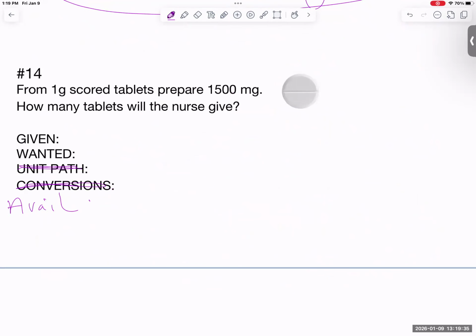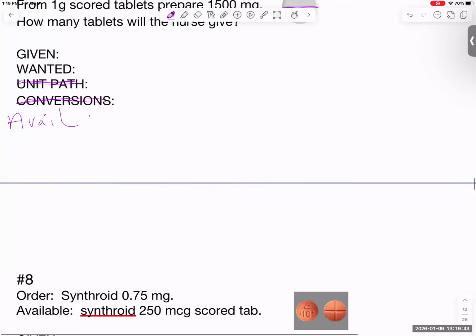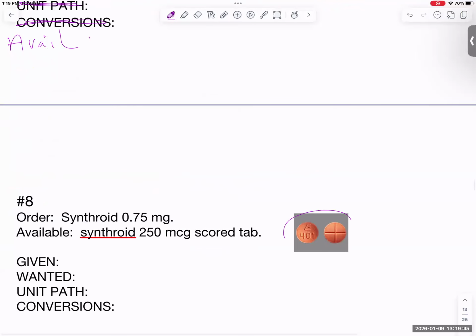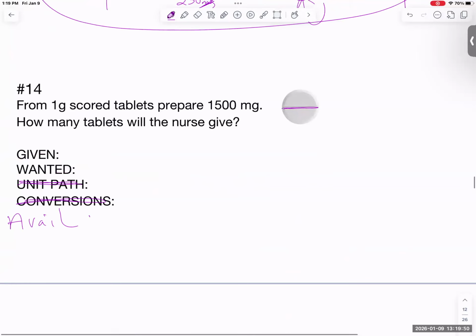So a scored tablet. Some tablets have a little perforation in them right here. They can look like that, or they can look like this one. This one can be broken in half. You see that little scored part? That means we can snap it in half. So that will affect your final answer, and you have to be familiar with this, okay?